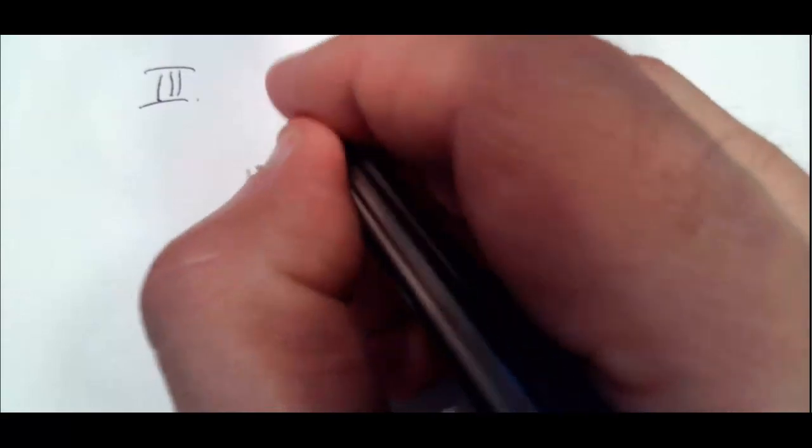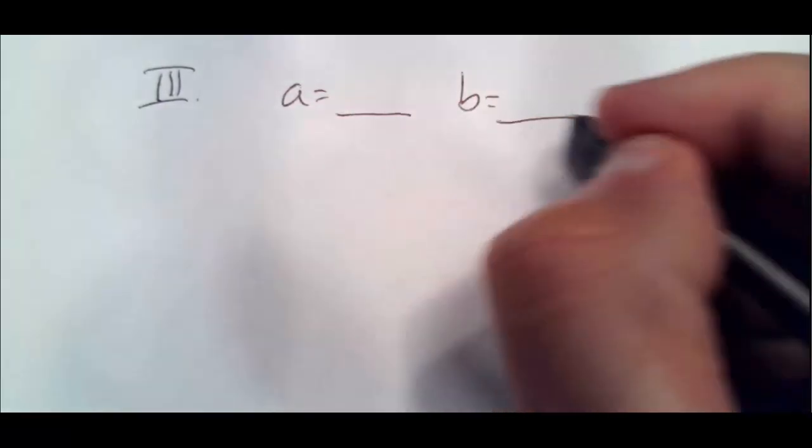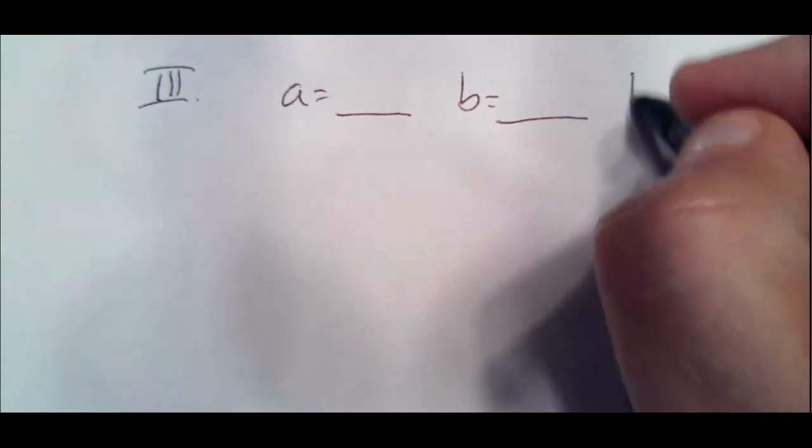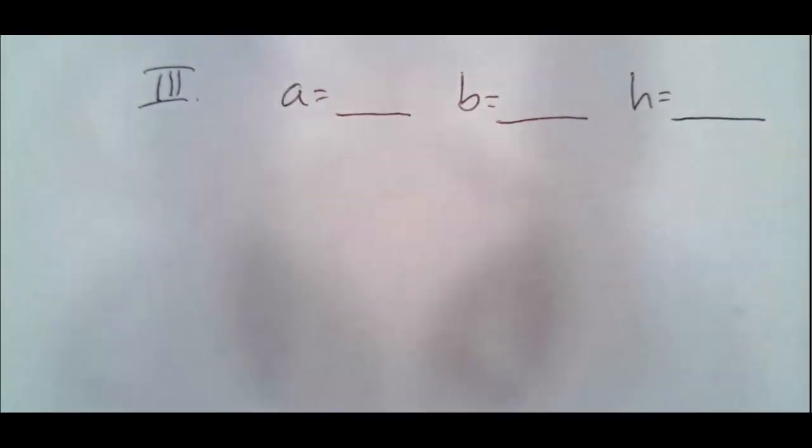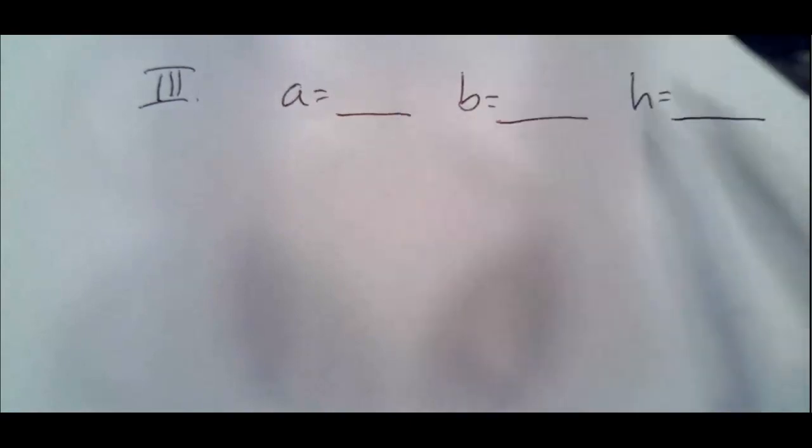Okay, I guess part 3 is going to be the most lengthy part of your test. This is where I give you the composite function, and I need you to find A, B, and H. Now, I don't want you to worry about being totally exact, because this is multiple choice. So make sure you just select the answer that's closest to what you get.